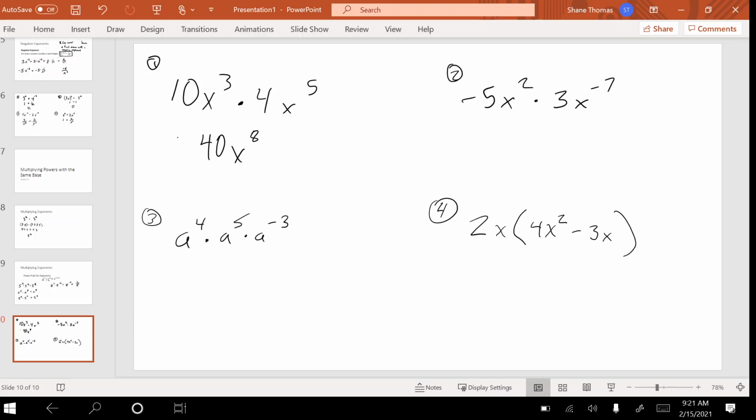Number 2, what we got? Negative 15 over x to the 5th. Good. All right, you would multiply these two, you get negative 15x to the negative 5th, correct? So then you have to take the x to the bottom and get rid of the negative exponent. Good.